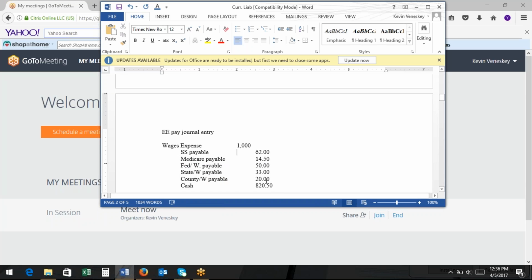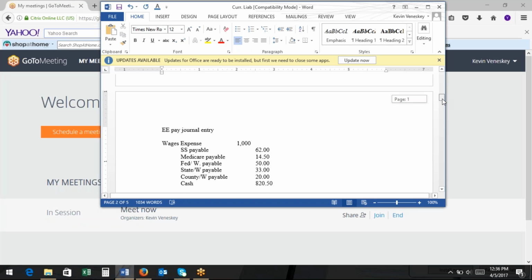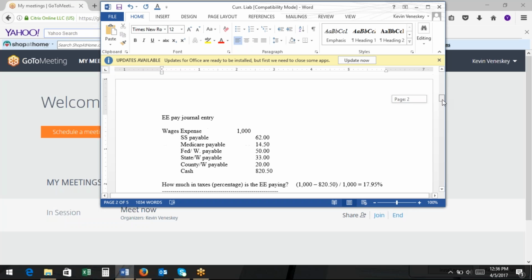So out of the $1,000, my employee got a check for $820.50. And that would be, now our debits equal our credits, and the employee is paid. The next thing that I like to look at before I go to the second journal entry is to get an idea of how much I actually paid in taxes percentage-wise. So that's what I was looking at here.